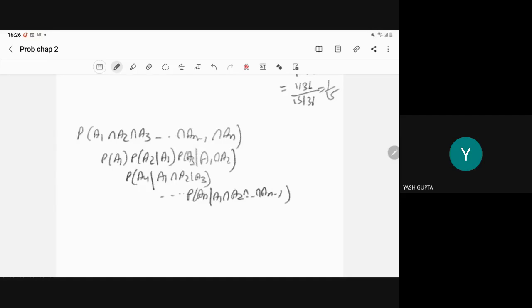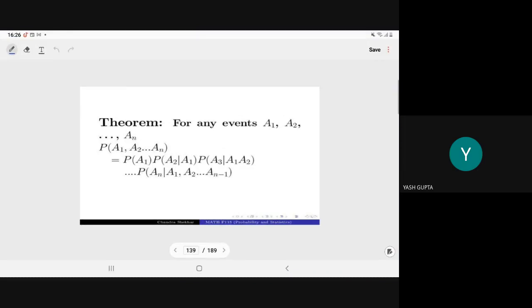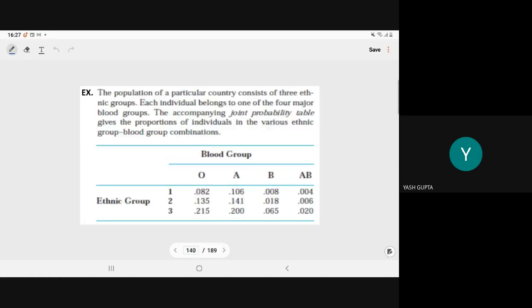So that is the multiplication rule for n events. For the occurrence of all events, it is necessary that all events must occur. So using the property of conditional probability, we can write it in multiplication form: P of A1 into P of A2 given A1 into P of A3 given A1 intersection A2, and so on, into P of An given that A1, A2, ..., An minus 1 have already occurred. So that is the extension, or generalized multiplication rule, using conditional probability.